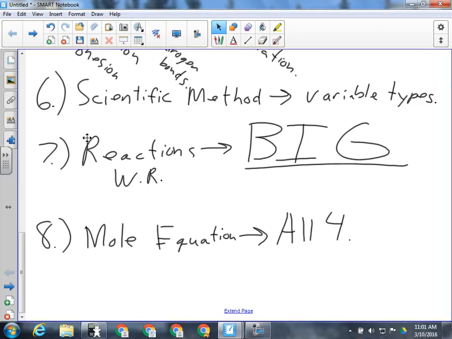And yeah, they're basically just like the ones that are on your practice test. I'm going to ask you to do some balancing. I'm going to ask you to predict the products of a chemical reaction. Okay, I'm going to ask you to do some mole equation stuff, ask you about water, and ask you about solubility. Okay, and one other thing I'm going to ask has to do with the structure of the atom.